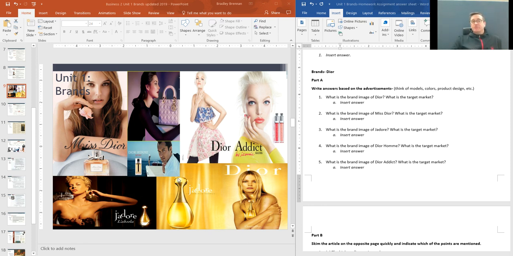Well, even the colors are different. The white background, again, is purity. The dark background is more seductive, and the colors are gold. Even the way that they do the lettering is very different. Why is that? Again, looking at the next advertisement, we have Jude Law.